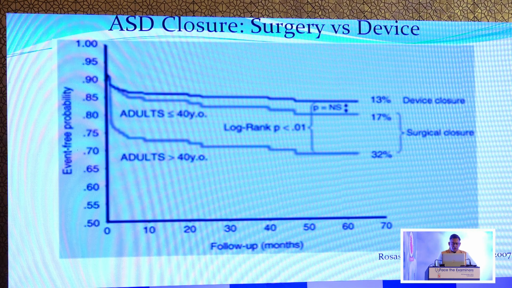And this is an important, interesting article. What it shows is that in patients less than 45 years of age, device closure and surgical closure have the same result, but if the age is more than 40, then the event-free survival with surgical closure is worse. So if you are intervening in an individual more than 40 years old, you should go for a device rather than surgery.